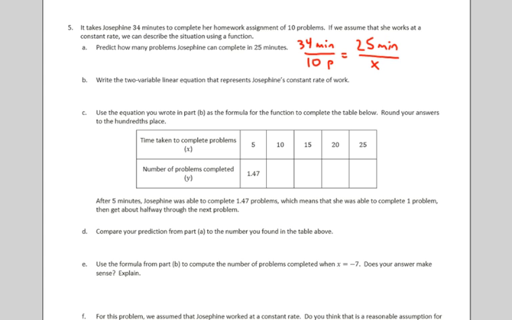So what I did is I kind of set up a proportion in my mind, and I looked at this and I found the unit rate. It's about 3 minutes per problem, so 25 minutes. So it's roughly 6 to 8 problems.